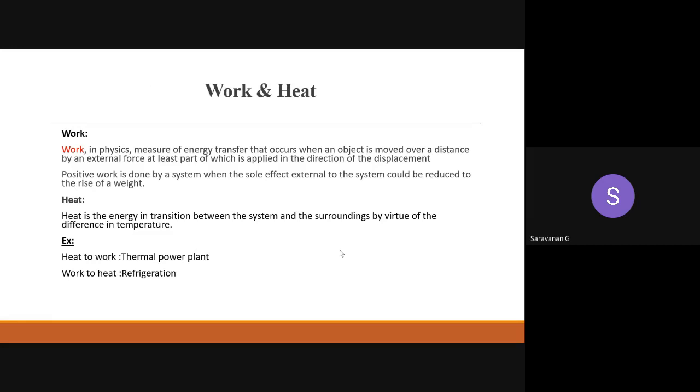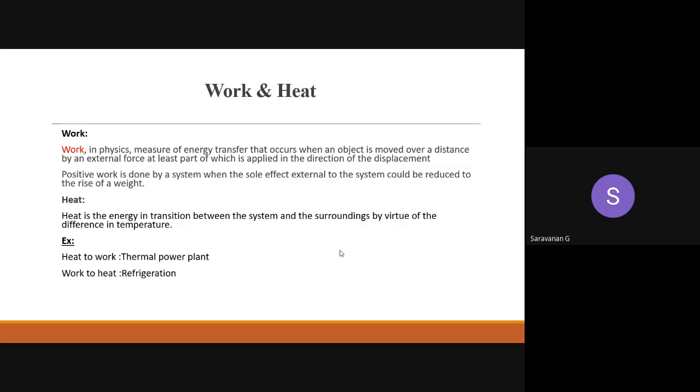Positive work means work is done by a system when the sole effect external to the system could be reduced to the rise of a weight. Similarly, let us define heat. Heat is the energy in transition between the system and the surroundings, by virtue of the difference in temperature. So by the application of a temperature difference, the energy in transition between the system and surroundings is nothing but heat. So heat is the energy in transition.